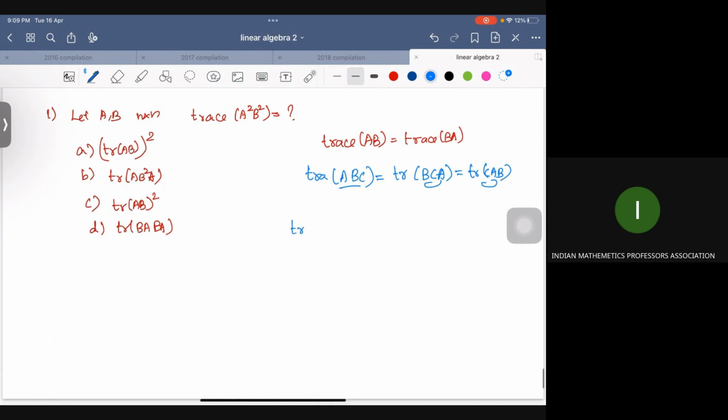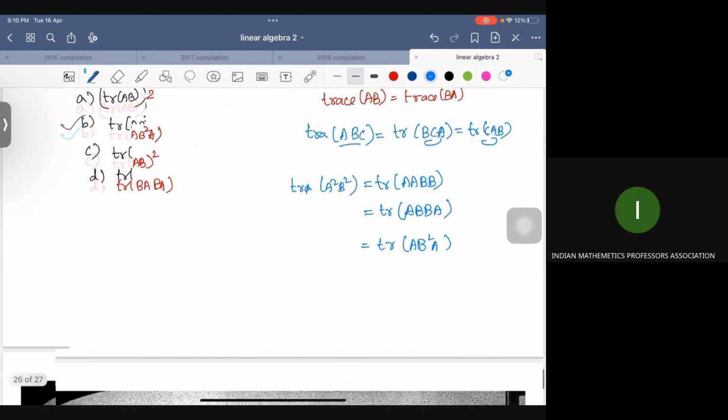So we can write trace of A square B square is equal to trace of A into A, B into B, which is equal to trace of, I am going to shift this using 4 elements, A, B, B, A. Trace of ABC equal to BCA. Using this property, I am shifting like this, which is nothing but trace of A, B square A. Hence, this option is correct.